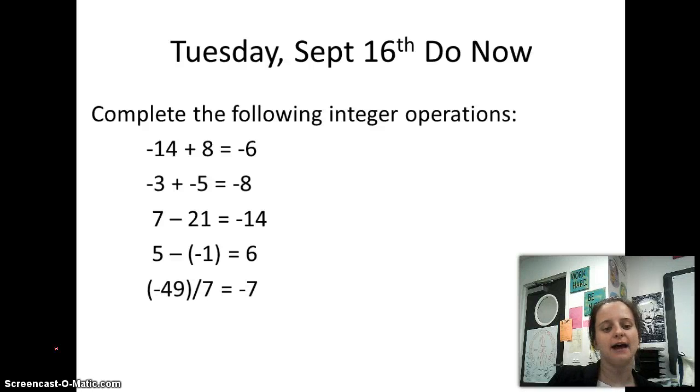Negative 49 divided by 7, a negative divided by a positive gives you a negative, so that's negative 7. And the last one, negative 8 times negative 3 should give you positive 24. Again, a negative times a negative is going to cancel each other out.